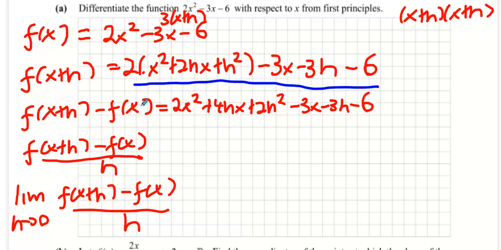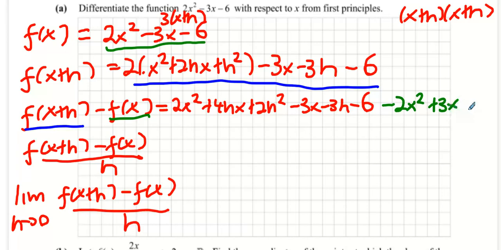All of that is only the f of x plus h part. And now I got to take away this green part here. I'm going to take that away. And what's guaranteed every time? Anything that hasn't got an h in it, gone. If that doesn't happen, you're in trouble. So I'm just going to get 4hx, 2h squared, yeah, minus 3h.